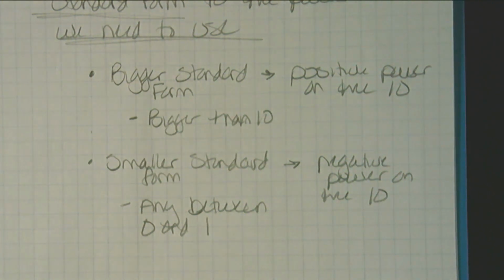So if we have a number bigger than 10, 15, 400, 5,232,000, all right, bigger numbers, when we change them into scientific notation, our power is going to be positive. Smaller numbers, 0.00563, 0.24. Those, when we change them into scientific notation, are going to have negative powers on them. And we always leave the powers as negative, okay?